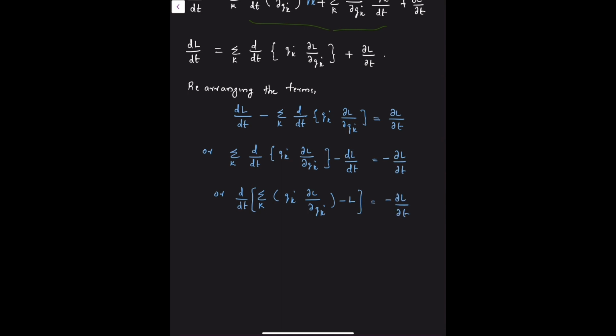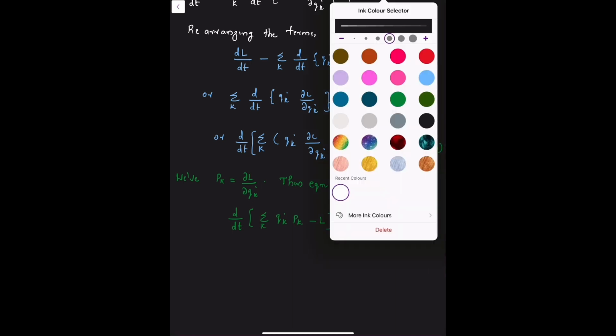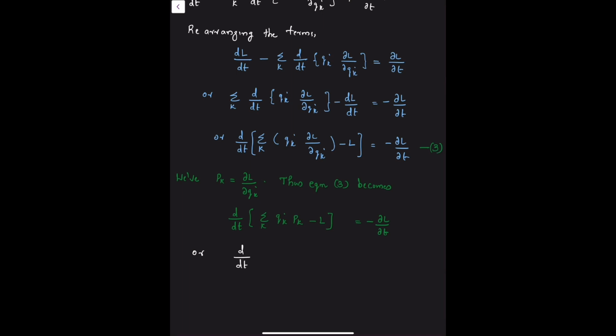Okay. We have already proved that the generalized momentum pk is nothing but ∂L/∂qk dot. Now substitute the value of pk in equation 3. Then equation 3 becomes d/dt of sum over k of qk dot times ∂L/∂qk dot, which is nothing but pk. So it is qk dot pk minus L, that is equal to minus ∂L/∂t. Or we can say that d/dt of sum over k pk qk dot minus L is equal to minus ∂L/∂t.